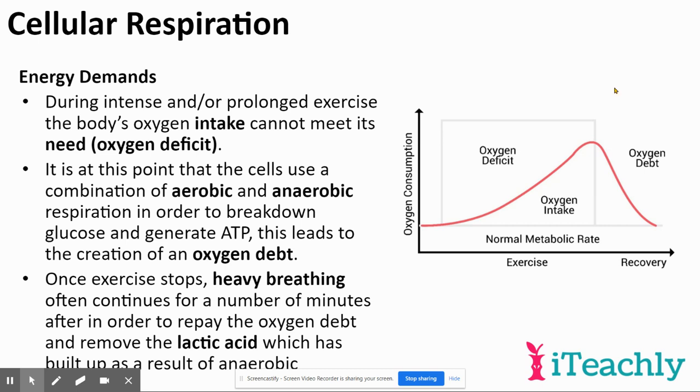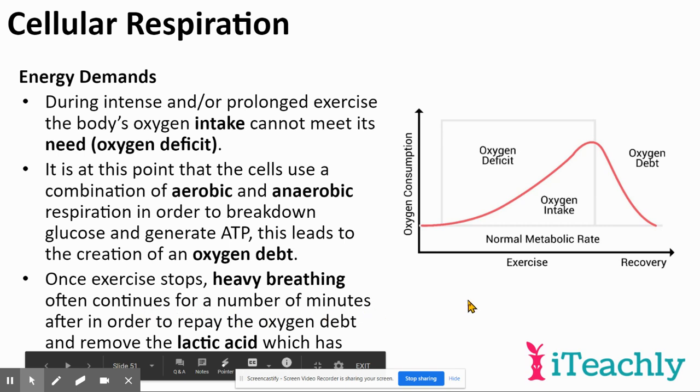Okay, during intense or prolonged exercise, the body's oxygen intake cannot meet its oxygen demand. At this point, the cells use a combination of aerobic and anaerobic respiration to break down glucose and generate ATP. But again, if you're doing anaerobic, you're only making 2 ATP, so you're not making very much. You have to have oxygen to make that 38 ATP in the mitochondria. Once exercise stops, heavy breathing often continues for a number of minutes in order to repay the oxygen debt and remove the lactic acid that has built up.